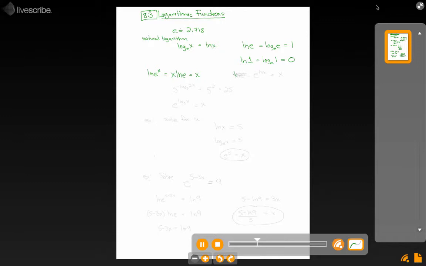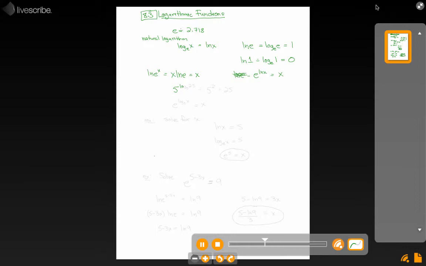If I did e to the ln x, this one is a little bit of a weird one. The answer to it is x, and let's take a look at why. You've run into questions like this before, but basically I get asked them each time.